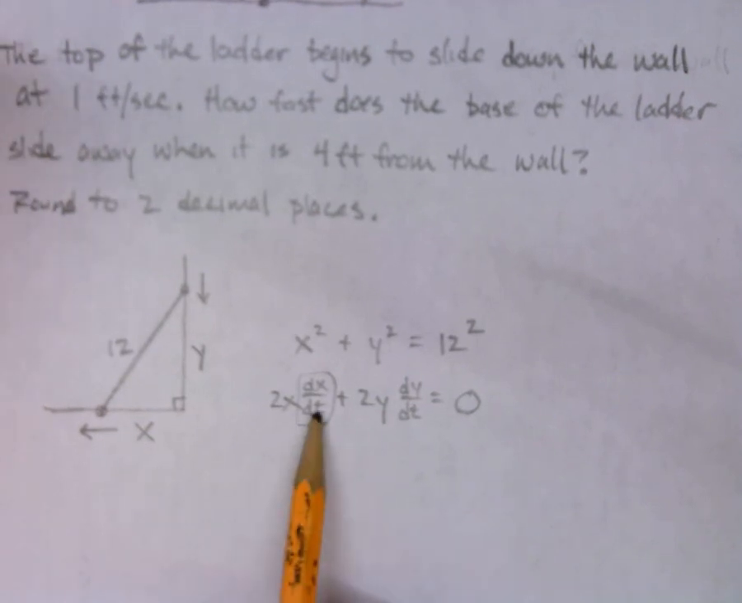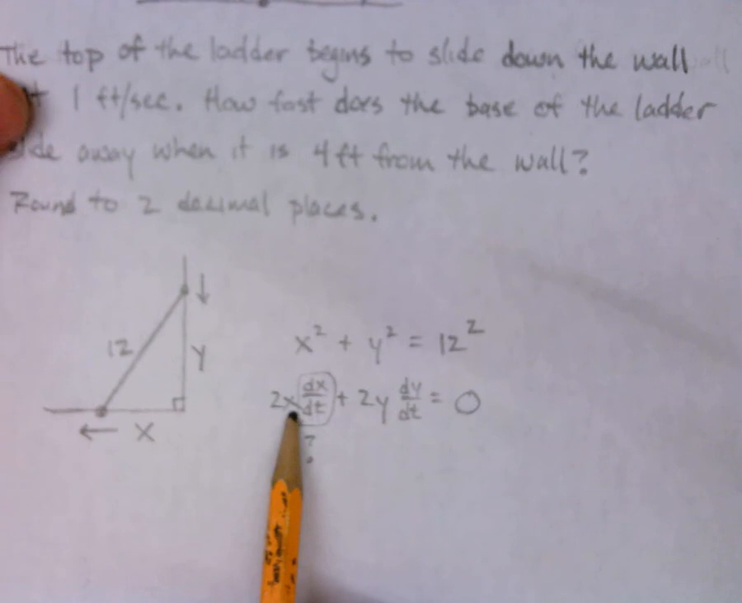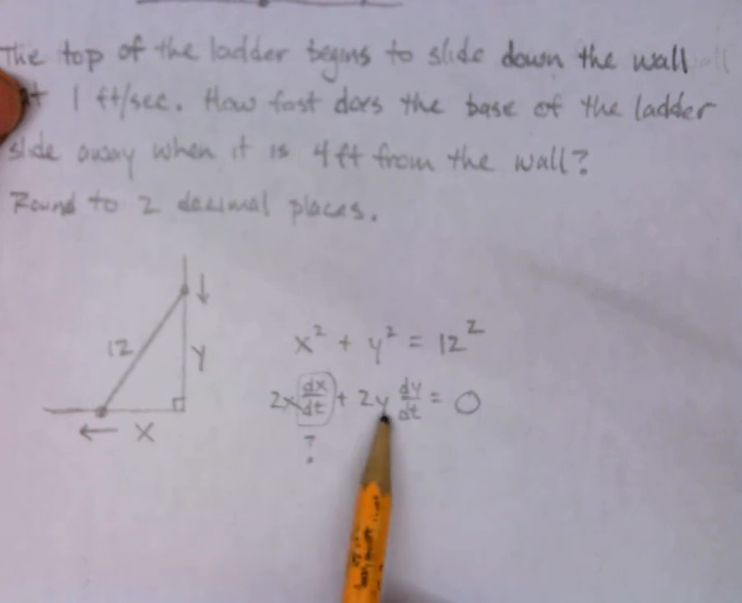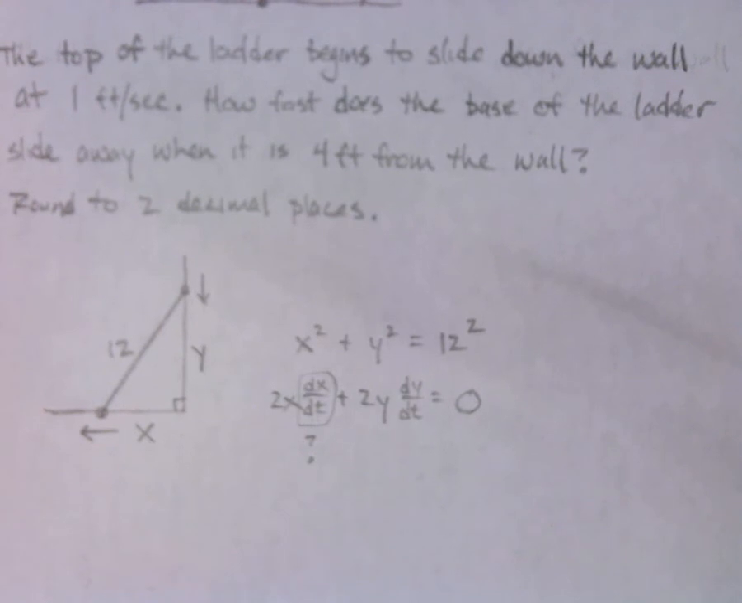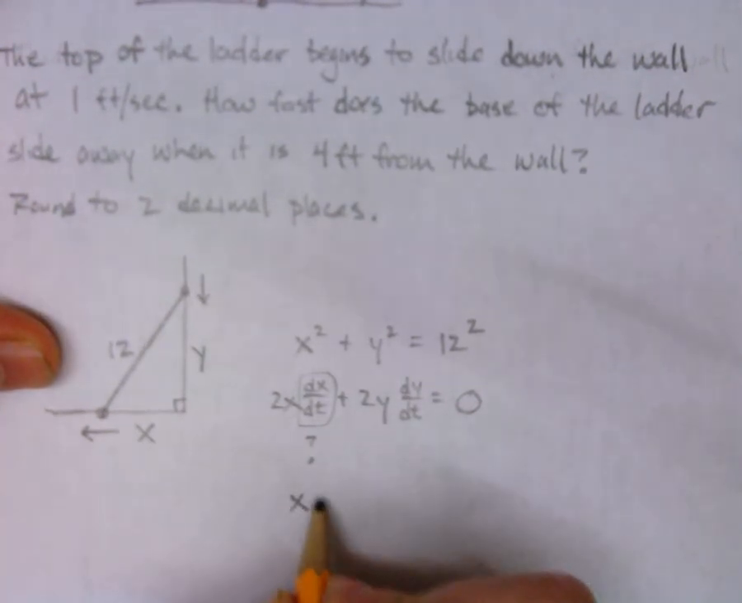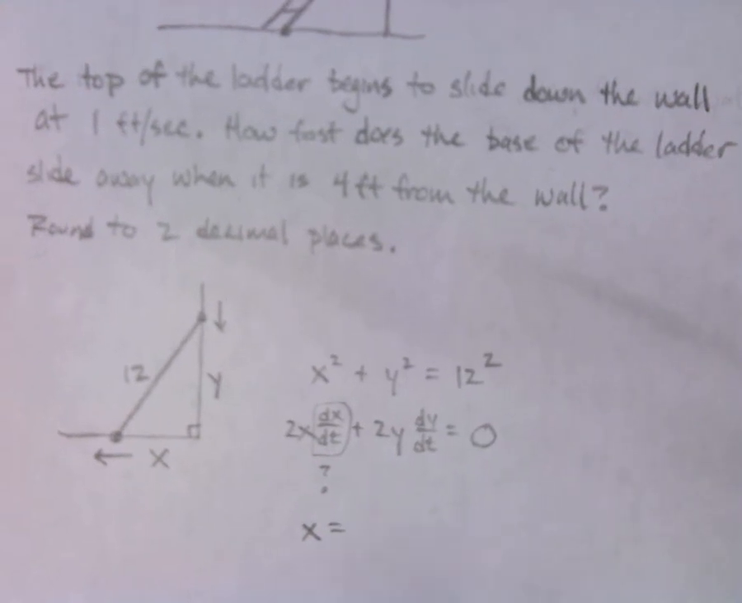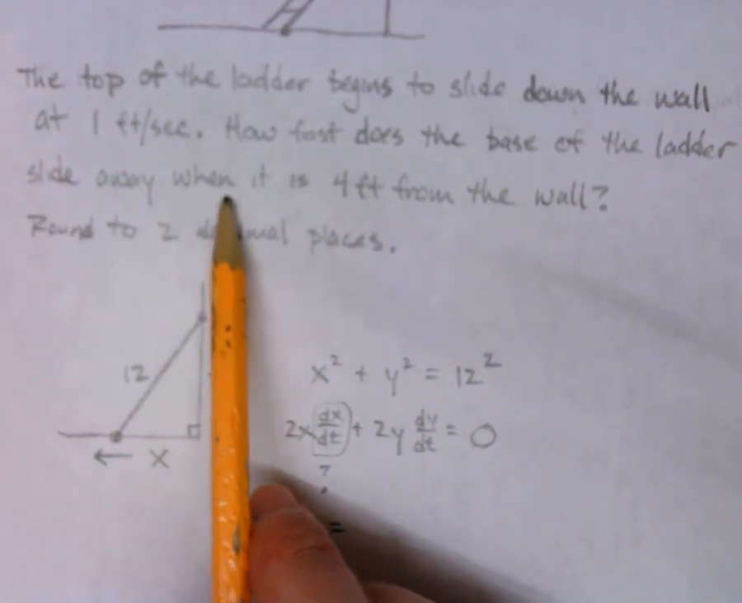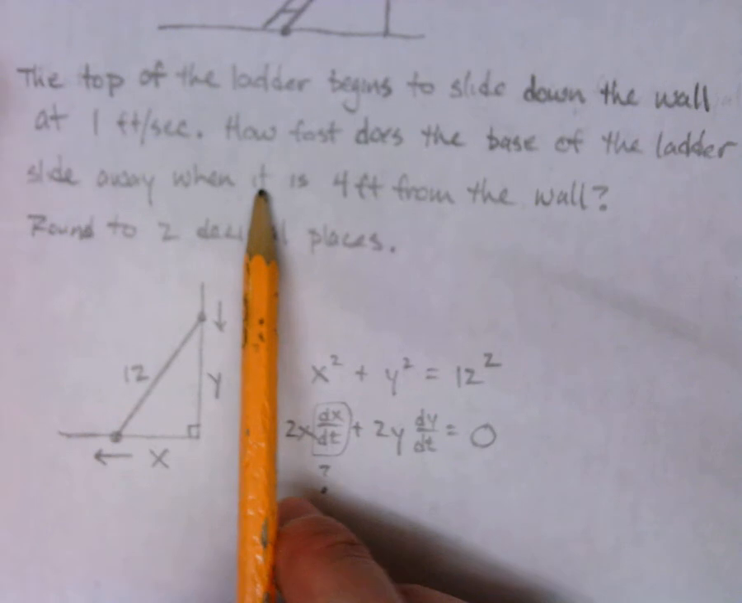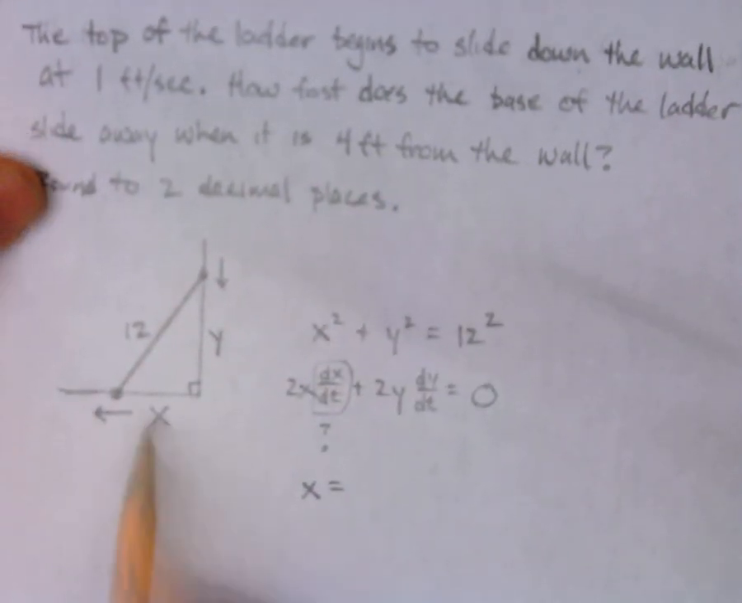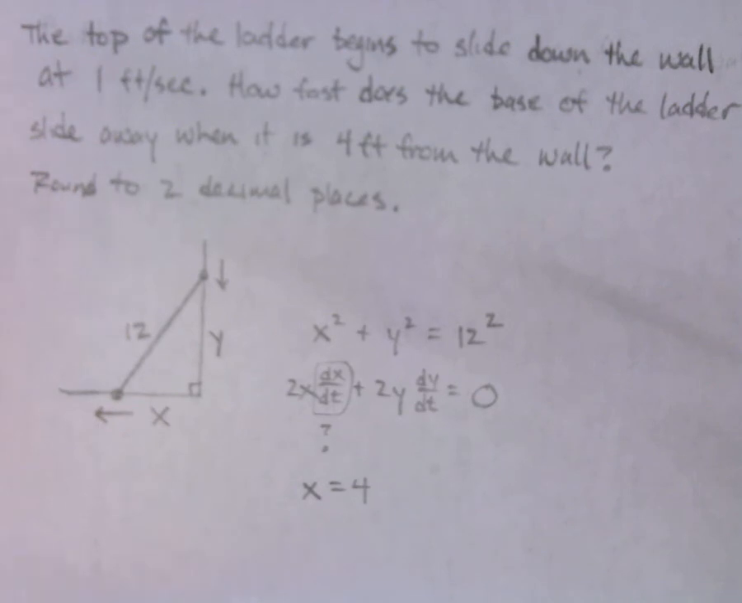Well, if this is what I want to know, I must be able to figure out the values of x, y, and dy over dt. So let's think here. Do we know the value of x? Do they tell us? And yep, they sure do. When the base is 4 feet from the wall. So at the moment that x is 4. Obviously, x is in motion, but at this particular instant, that's what we're asking about.